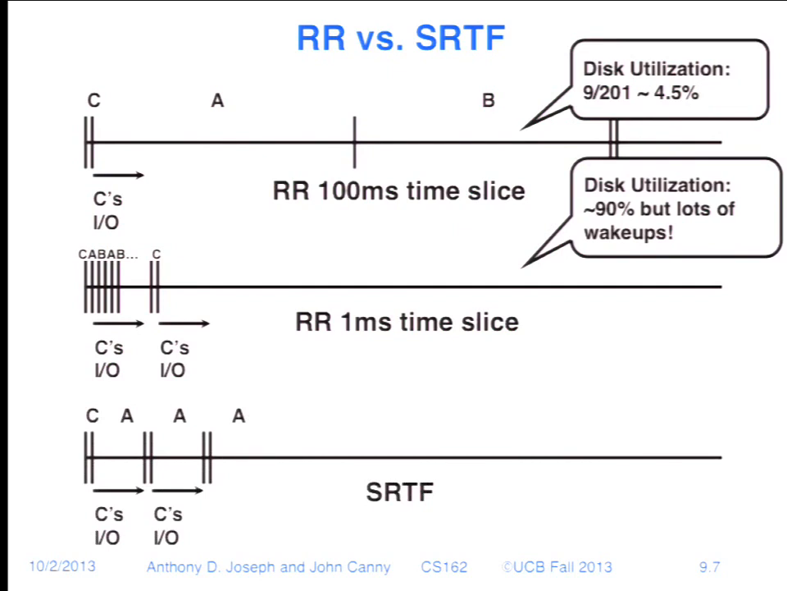All right, but finally, the shortest remaining time to finish is going to basically give the same utilization to the jobs, but give them larger time slices. So C is going to do a little remaining chunk. A gets a reasonable chunk of time. I think it's about 10 milliseconds here.